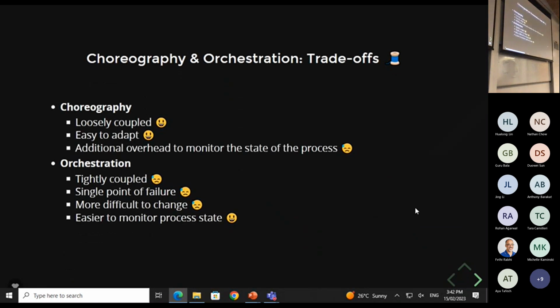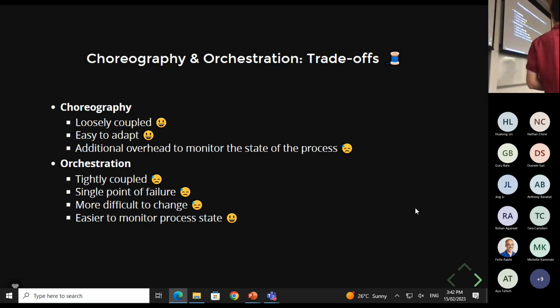Well, choreography is good because it's loosely coupled. Now, in some ways it's not loosely coupled, because you have services that are reliant on one another in some way, as opposed to detached, like we saw in the orchestration diagram. But in some regard, they're loosely coupled. They're very easy to adapt, but it's harder to monitor the state of a process and see where a request is at any one point in time. Whereas if you are using orchestration, the conductor knows where the request is and what it's doing at any point in time. So it's much easier to monitor.